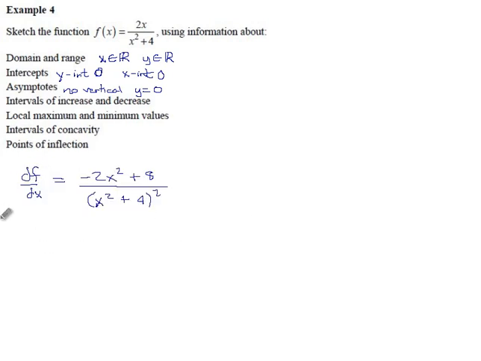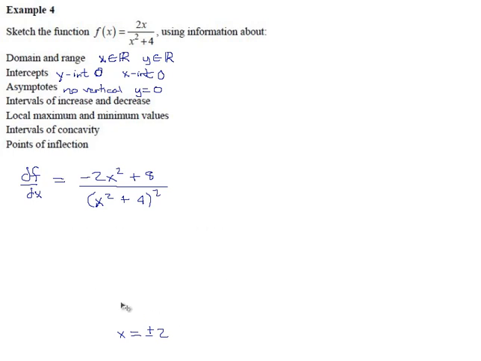So, critical values of this derivative come from any place that it's 0, or any place that it's undefined. It's never undefined because the denominator is always a positive value. It's never 0 or anything like that. So the only way this thing can produce critical values is if minus 2x squared plus 8 equals 0. That would mean 2x squared equals 8. That would mean x squared equals 4. That would mean x is plus or minus 2. So those are the only critical values we've got.